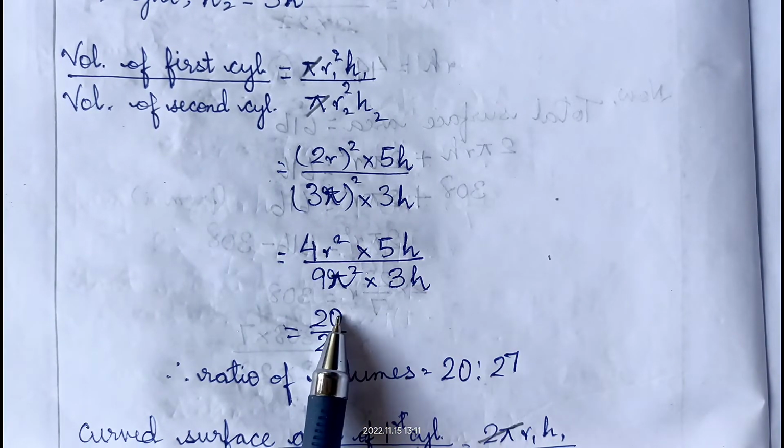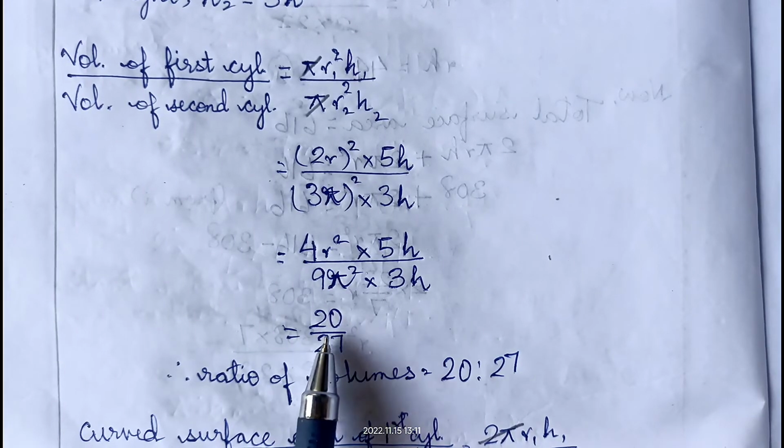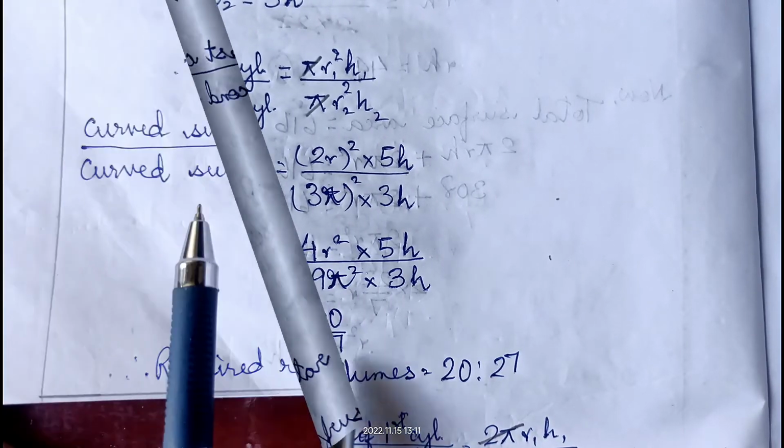So 4 5s are 20, 3 9s are 27. So the ratio of volumes will be 20:27.